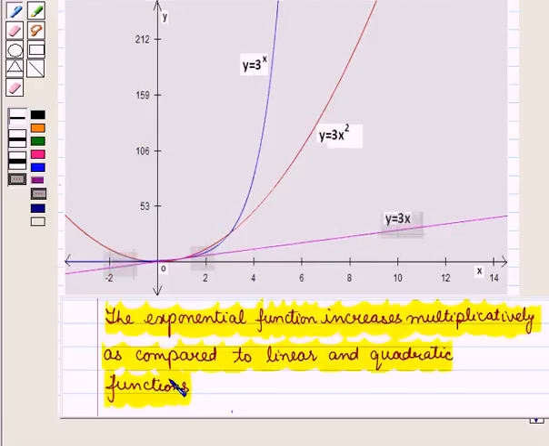Thus we see that the exponential function increases multiplicatively as compared to linear and quadratic functions. So in this session we have learned that the values increasing exponentially eventually exceed the values increasing linearly or quadratically.